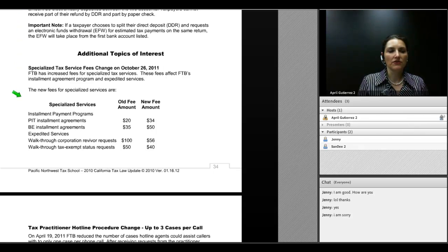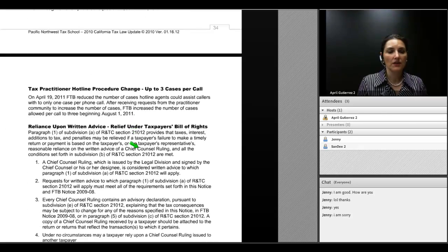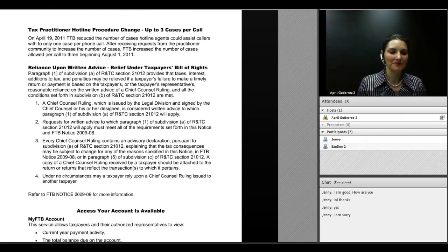And additional topics of interest with regards to the California tax return. If you have a client who wishes to request an installment agreement program with California, California does have an installment agreement program in place, but there are fees associated with that program. The old fee was $20 for setting up the plan. Now it is increased to $34. And there are other payment services that had fee increases or fee changes. 2 of these have dropped and 2 of them have gone up.